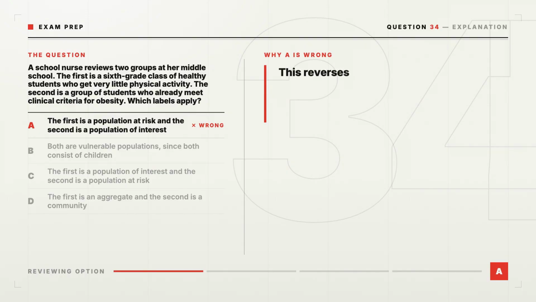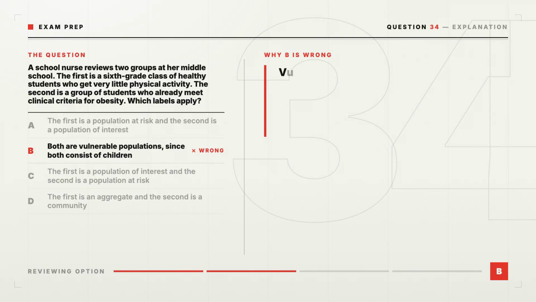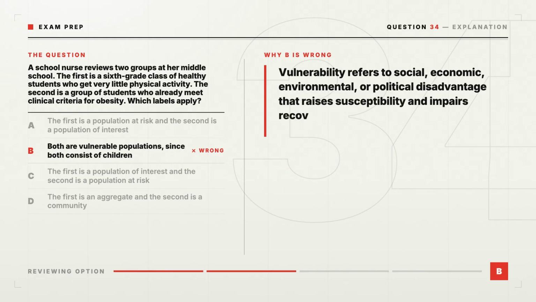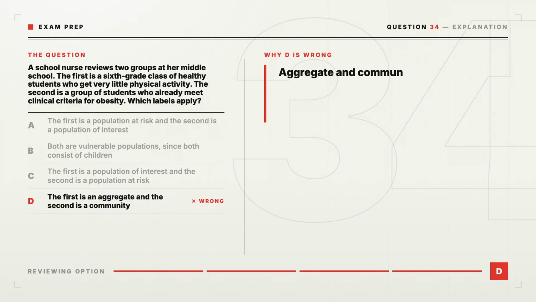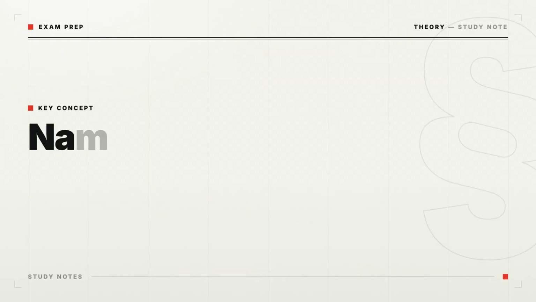A is wrong because this reverses the 2 definitions. Healthy with room to improve is a population of interest, while carrying a documented risk factor is a population at risk. B is wrong because vulnerability refers to social, economic, environmental, or political disadvantage that raises susceptibility and impairs recovery. Being a child does not by itself establish it, and neither group is described as disadvantaged in those ways. D is wrong because aggregate and community describe reachability and interaction rather than health status. Neither term captures the distinction the STEM is built around.